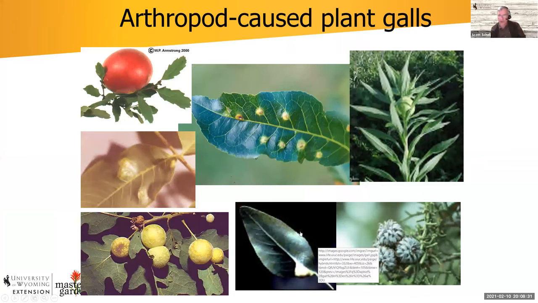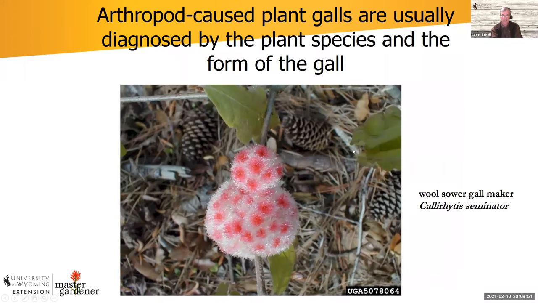There's also arthropod-caused plant galls, and some of those are very interesting things that will modify the plant tissue to make a home and protective shelter for the insect or mite that can do these things. This is my favorite. This is the wool sower gall maker. It looks like something Dr. Seuss came up with. So very cool thing. Again, in most cases, fortunately, galls, they do steal some of the plant's resources, but they generally are not plant killers.